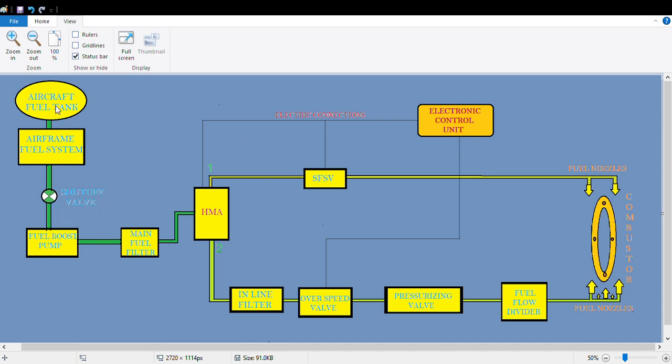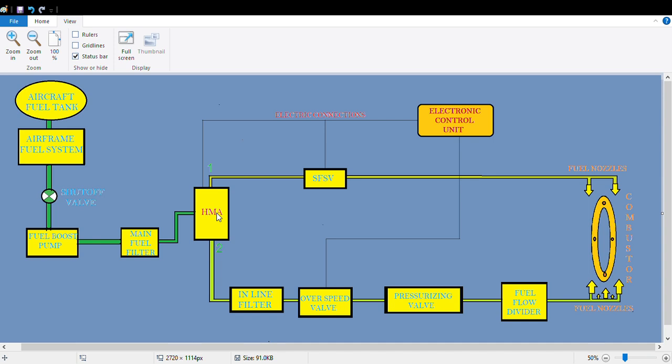Fuel is drawn from the aircraft fuel tank and passes through the pipelines in the airframe. The fuel boost pump draws fuel from the aircraft tank and feeds it with some pressure to the main fuel filter. The main fuel filter filters the fuel and removes dust and dirt particles. After that, fuel passes through the hydromechanical assembly.